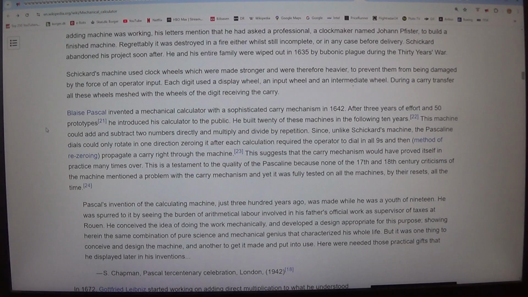Schickard's machine used clock wheels which were made stronger, and were therefore heavier, to prevent them from being damaged by the force of an operator input. Each digit used a display wheel, an input wheel and an intermediate wheel. During a carry transfer all these wheels meshed with the wheels of the digit receiving the carry.